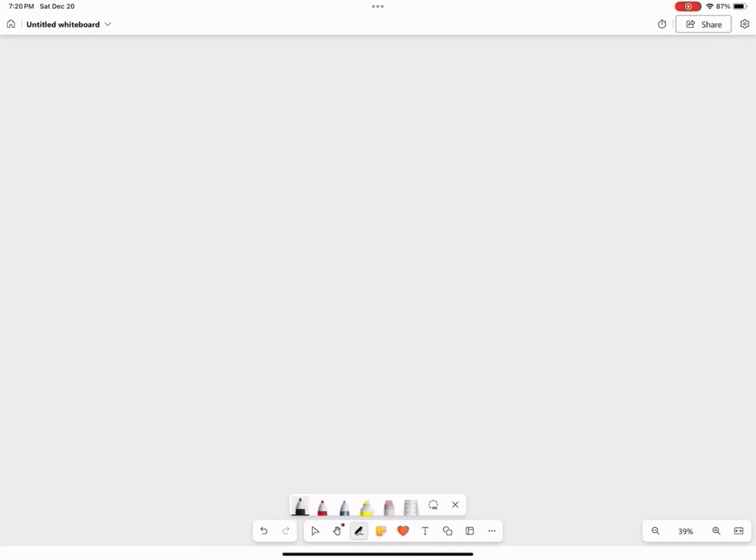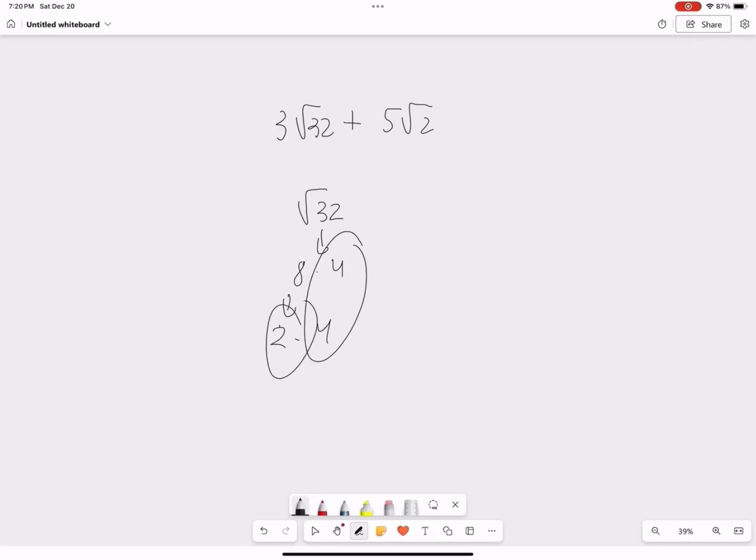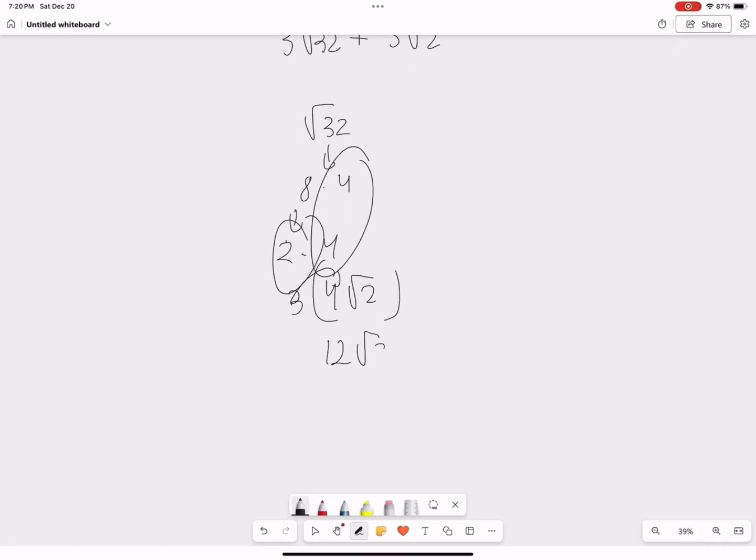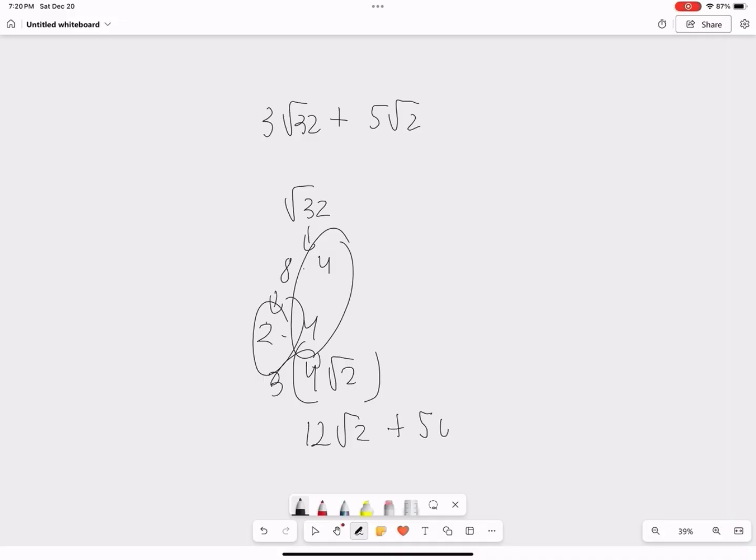Do another example. So 3 root 32 plus 5 root 2. Now the 2 is a prime number, so we can't simplify it further. The 32, on the other hand, we can. So we have 8 times 4, and then 4 to 2 times 2. Circle our pairs. The ones that are pairs go on the outside, so 4, and the one that's not a pair stays on the inside. And we times it by 3, because we had 3 from the beginning. So it becomes 12 root 2 plus 5 root 2 equals 17 root 2.